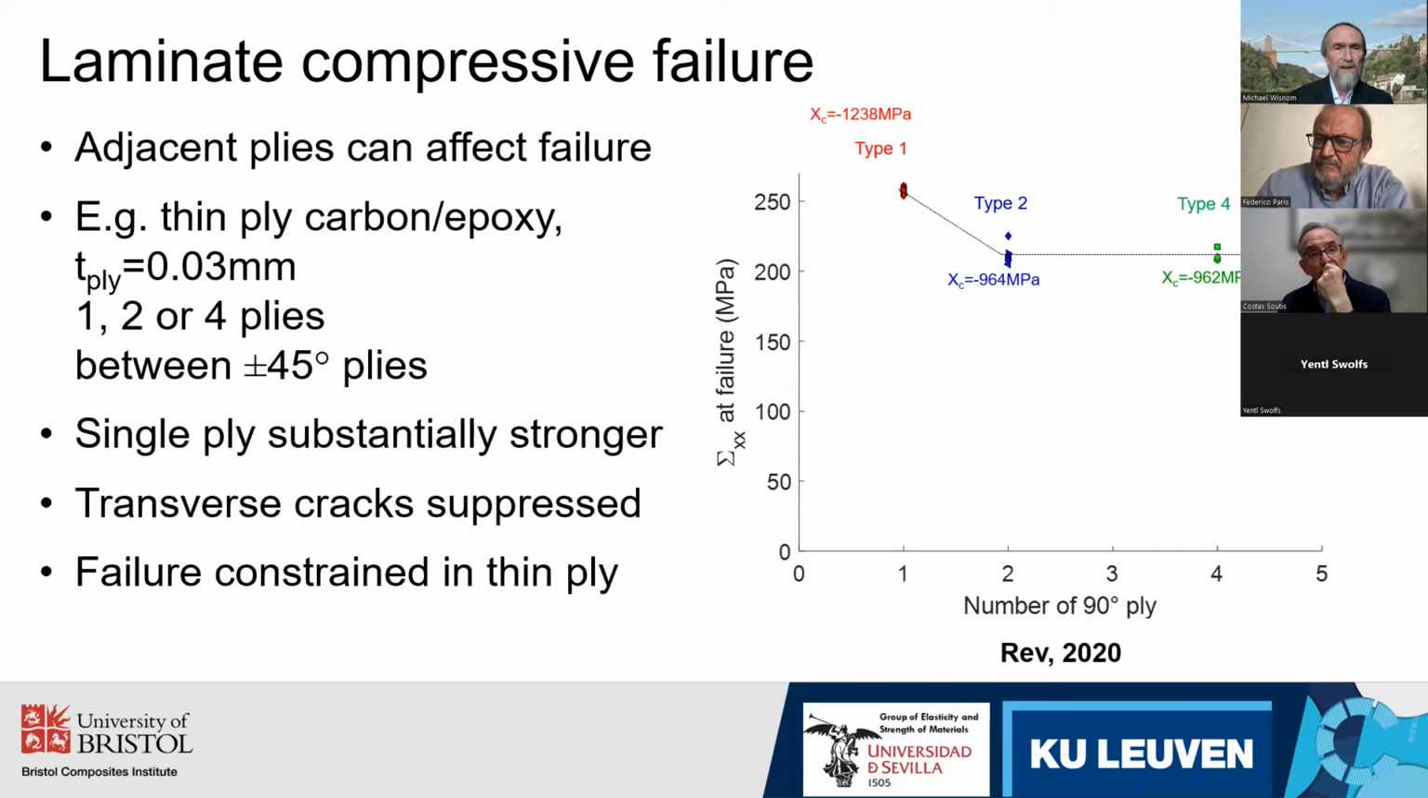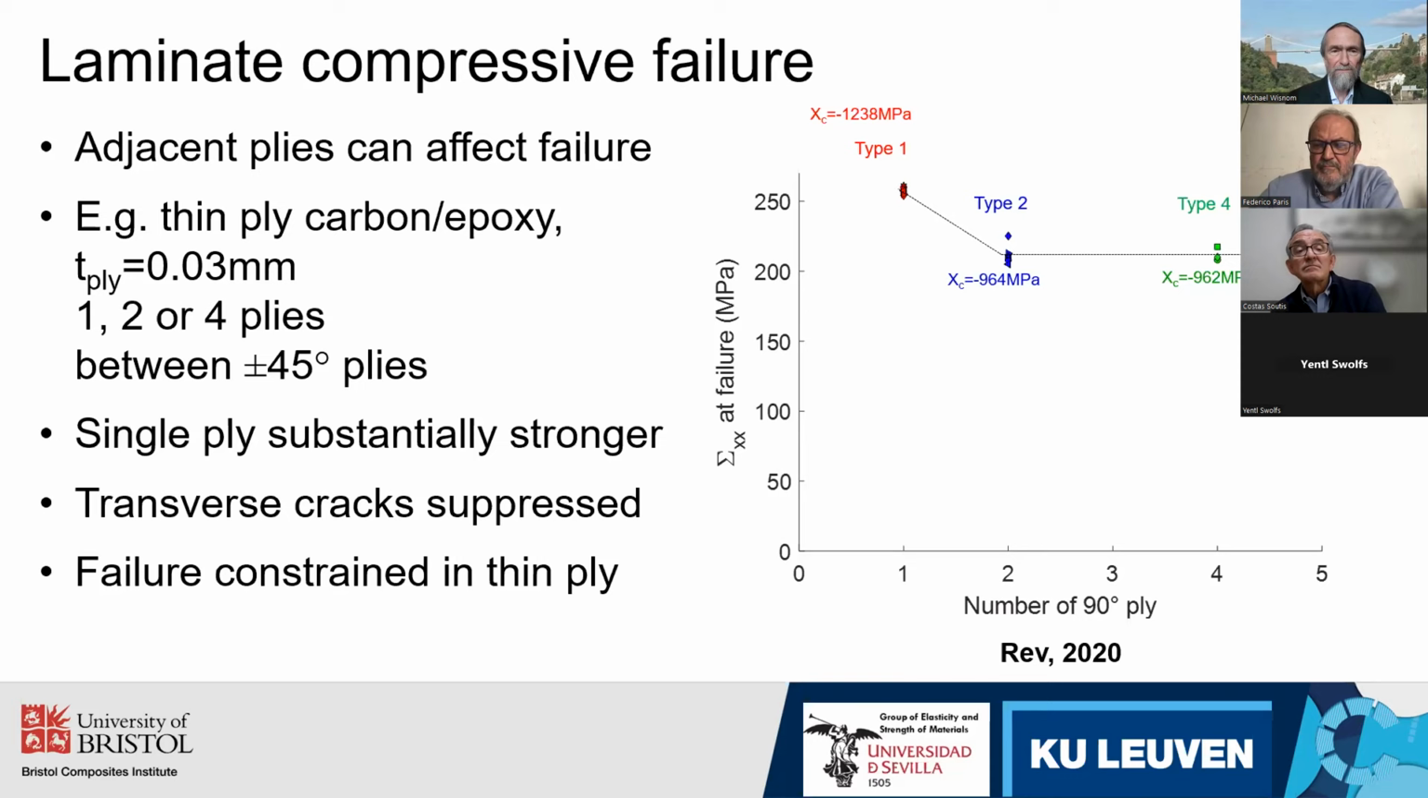We've also done some work recently in collaboration with Honora on looking at the effect of the ply thickness. Again, this is some work on very thin plies, 0.03 millimeters thick, sandwiched between 45 plies. And you can see on that graph that the single 0.03 millimeter ply was substantially stronger in compression compared with the two and the four ply cases. Now, the reason for this is not fully understood yet. One of the factors is that in the very thin case, you suppress the transverse cracks in the ply which is being failed. But there's also the potential for the adjacent plies to be constraining that failure. In either case, what we observe experimentally is that we have a higher failure stress and strain in the very thin plies.